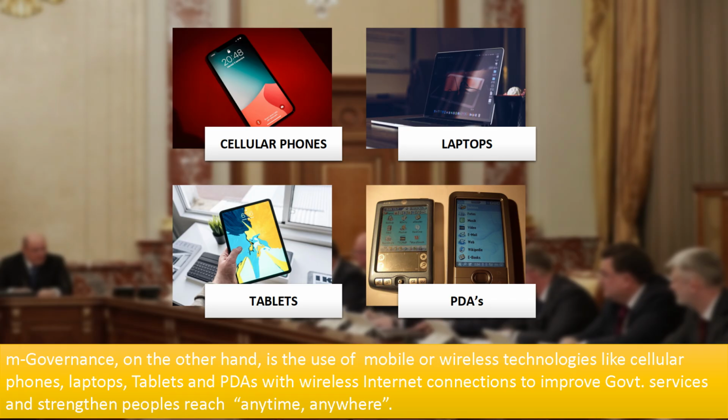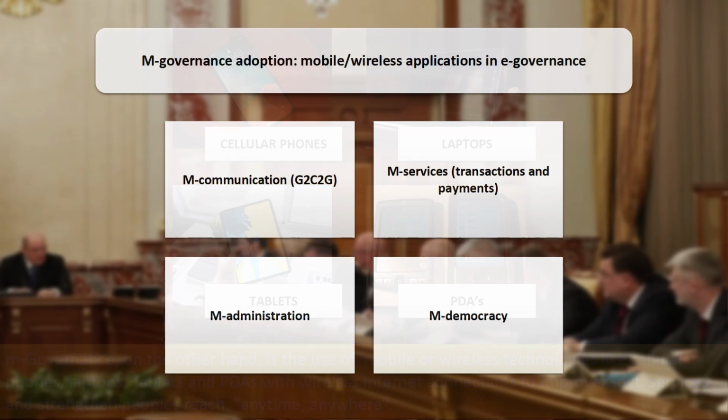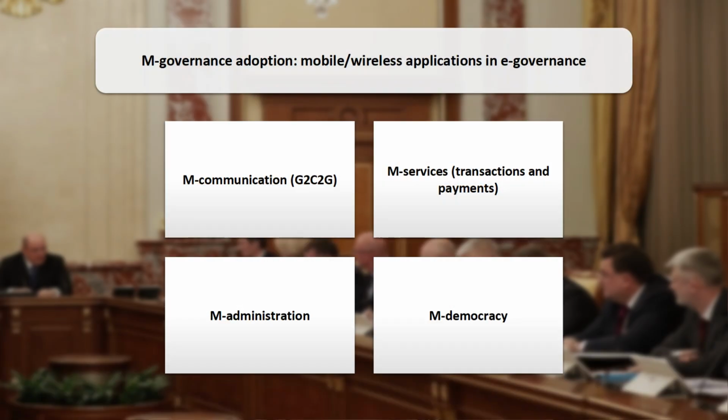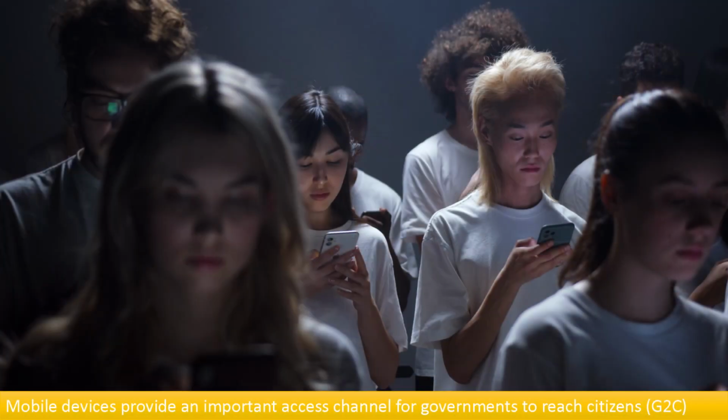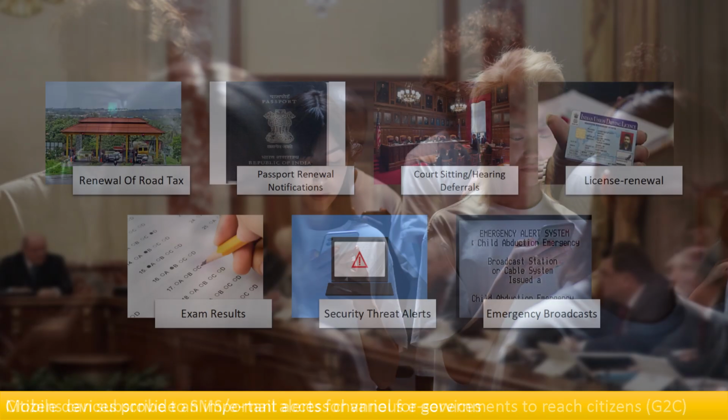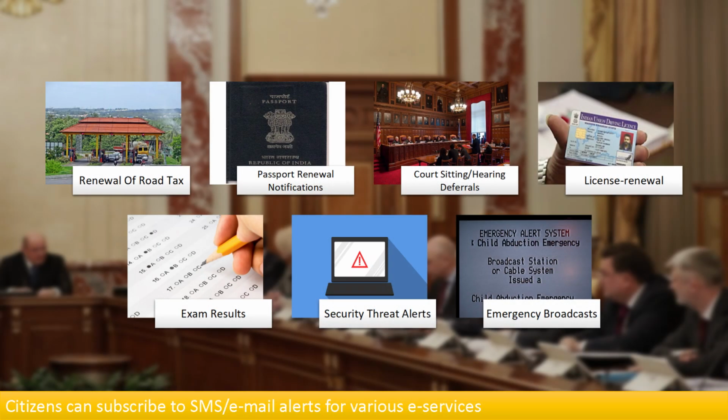If we talk about M-governance adoption, there is M-communication, which is G2C and C2G, M-services, transaction and payment, M-administration, and then M-democracy. These are the new terminologies which are coming up, and this is just the new philosophy, taking into consideration the legacy approach we have. M-communication: mobile devices provide an important access channel for government to reach citizens. Citizens can subscribe to SMS or email alerts for various e-services, renewal of road tax, passport renewal notification, court sitting, license renewal, exam results, security threat alerts, and emergency broadcast.